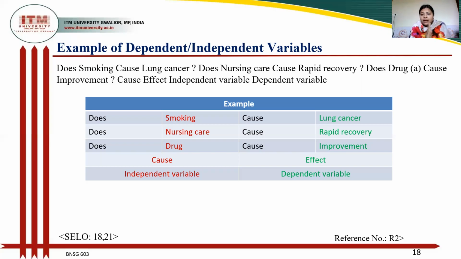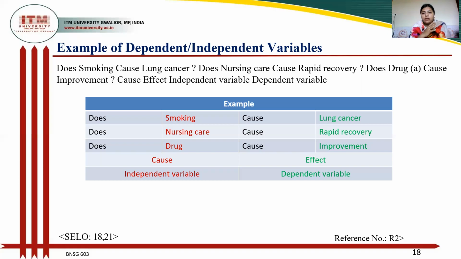इन कारणों से जो हो रहा है, वो बनता है इफेक्ट. जो कारण है वो है हमारा इंडिपेंडेंट वेरिएबल, और जो इफेक्ट है वो है हमारा डिपेंडेंट वेरिएबल. और इंडिपेंडेंट वेरिएबल को हम हमेशा मैनिपुलेट कर सकते हैं. मैनिपुलेशन का मतलब, हम उसको अपने तरीके से बदल सकते हैं. जैसे स्मोकिंग करने वाले को भी कैंसर हो सकता है, स्मोकिंग नहीं करने वाले को भी कैंसर हो सकता है.